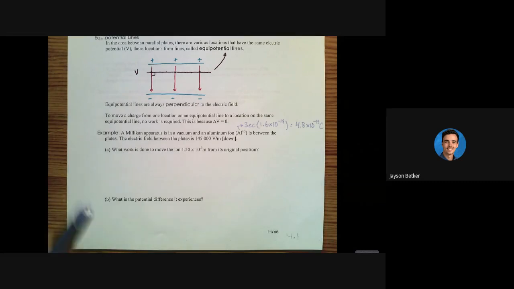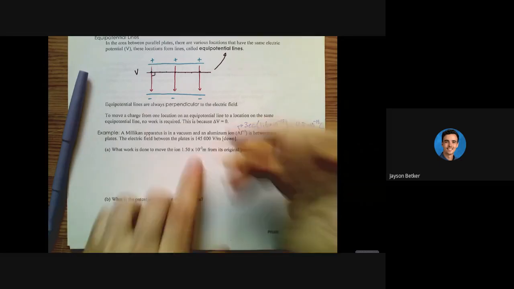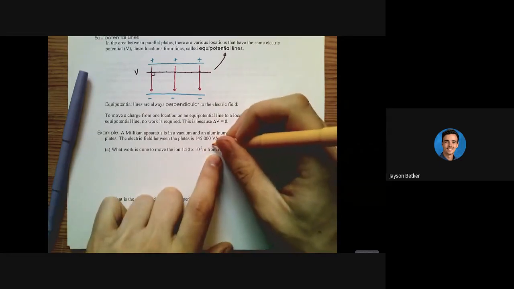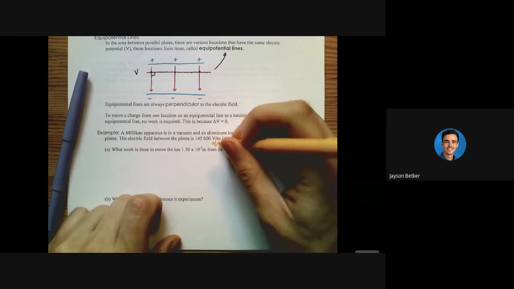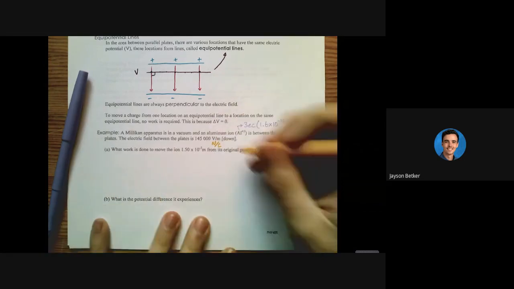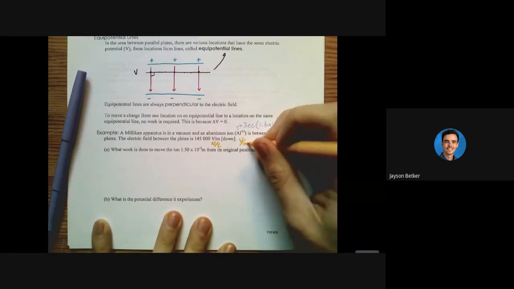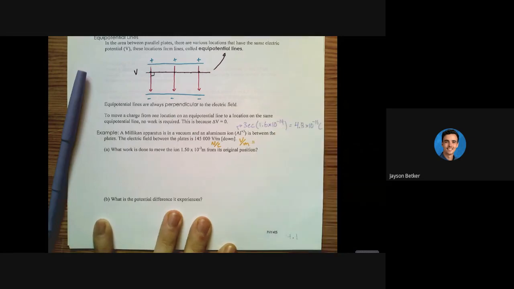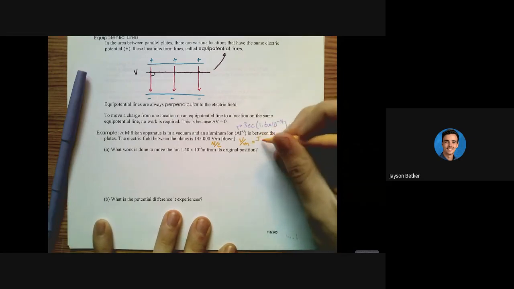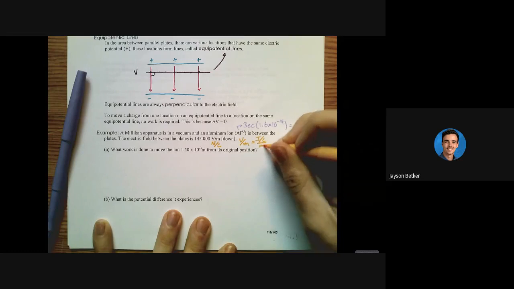Now it's in between the plates. The electric field between the plates is 145,000 volts per meter down. Just so you are aware, volts per meter is actually the same thing as our normal quantification of electric field, which is newtons per coulomb. I'll show you how. Volts per meter. Well, another thing for a volt is joules per coulomb. So it's joules per coulomb per meter.